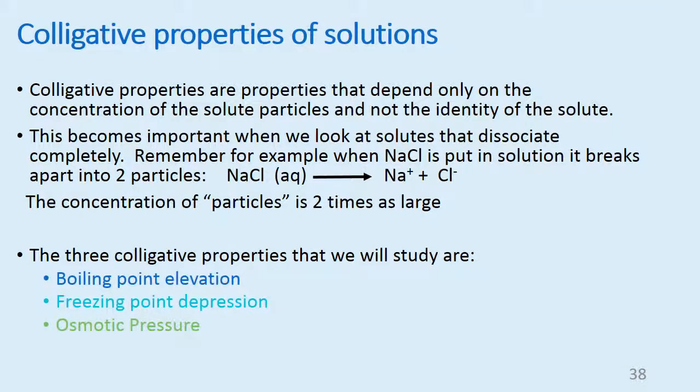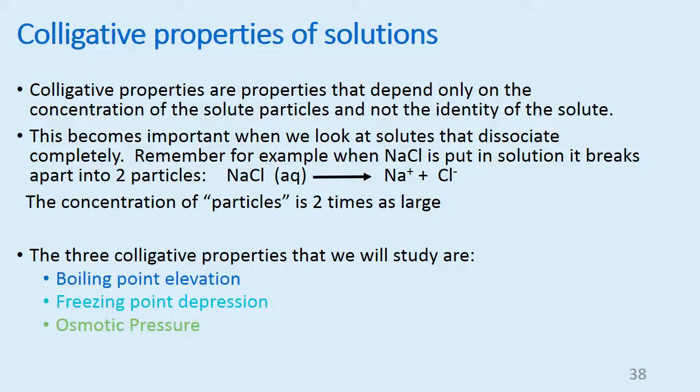So we're going to look at a colligative property. Colligative properties of solutions are properties that depend only on the concentration of the solute particles and not on the identity of the solute. And so as you can see, this will become important when we look at solutes that totally dissociate. So if you remember NaCl, we saw this just a minute ago, will break apart into two particles, Na and Cl. So if you put in 1 molar of NaCl, then the concentration of particles will be twice as big, or 2 molar.